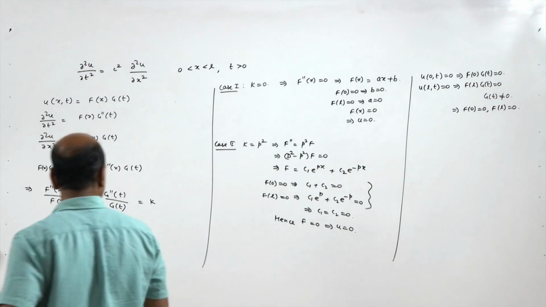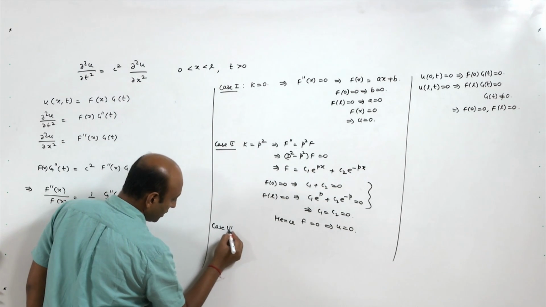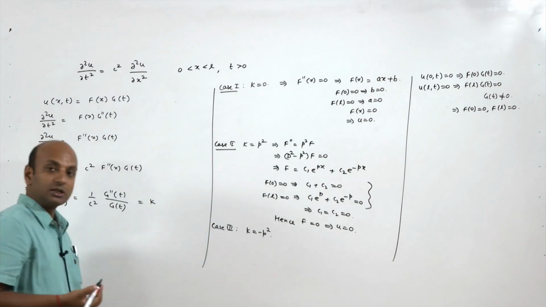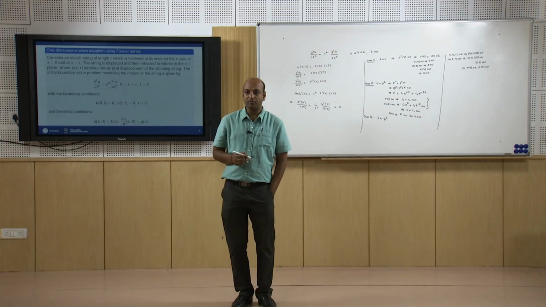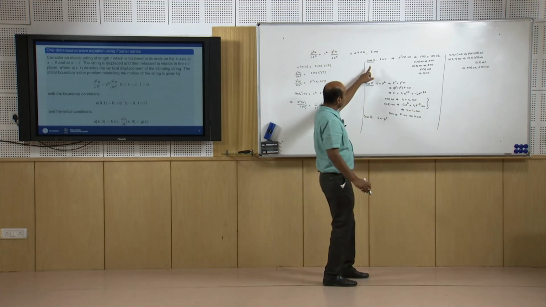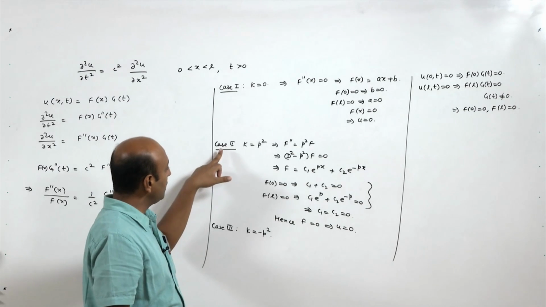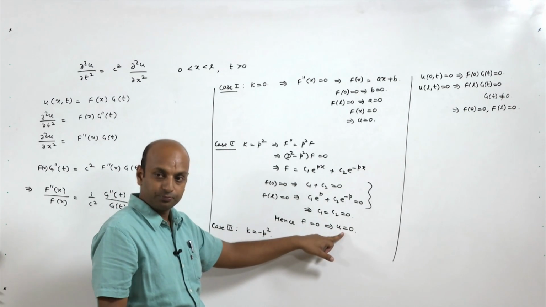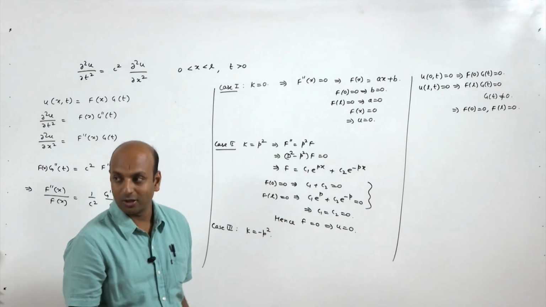So, take the third case, case 3, when k equals minus p square. These are the only three cases: either k is 0, k is positive or k is negative. If k is 0, we are getting u equal to 0, which is not possible. If k equal to p square, a positive quantity, again we are getting u equal to 0. Now let us try k equal to minus p square.